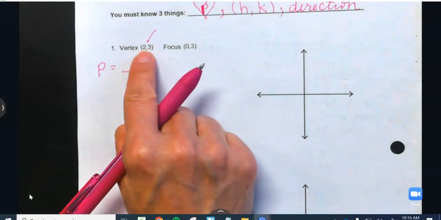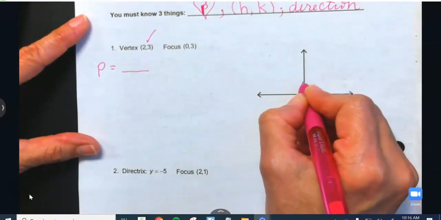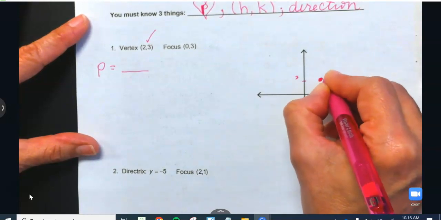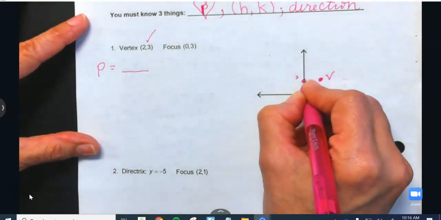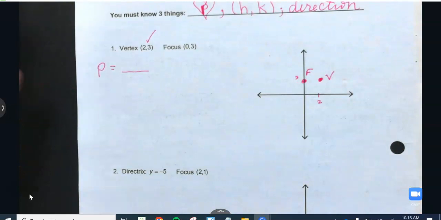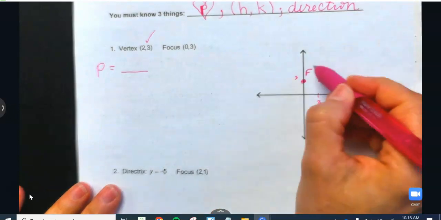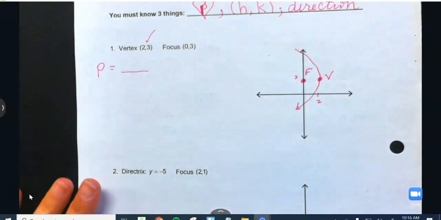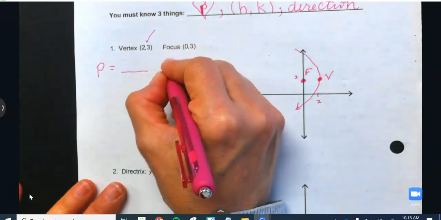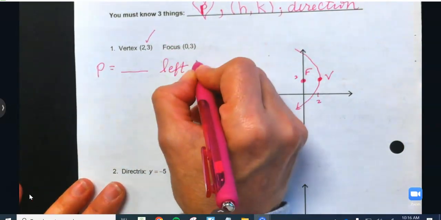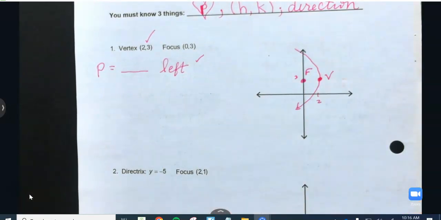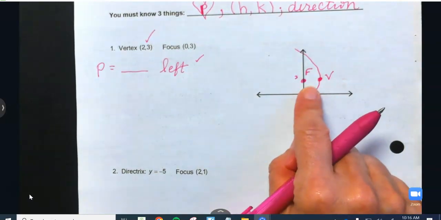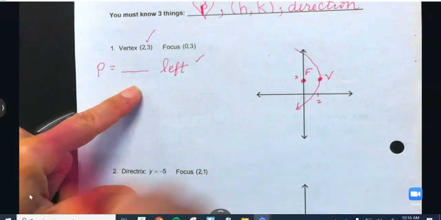Kinda. Guys, think about where 2, 3 is. So right here's the vertex. And the focus is 0, 3. Here's the focus. So you can kind of visualize that. Which direction does it open? Up, down, left, or right? Opens left because the focus is to the left of the vertex. All right, now all we need is the p-value, but we kind of already have that too. What's the p-value? It is, great job. It's going to be a -2 because it opens to the left.